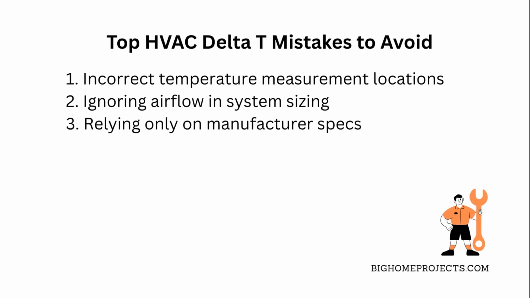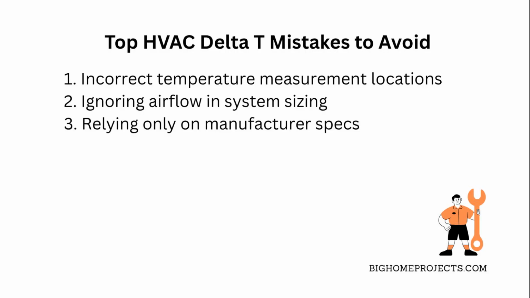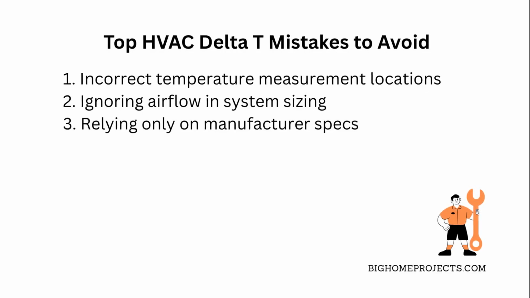One of the biggest mistakes people make with HVAC Delta T calculations is not measuring temperatures correctly, like taking readings too close to the unit or in drafty spots, which messes up accuracy. Fix that by measuring in stable spots away from direct airflow.